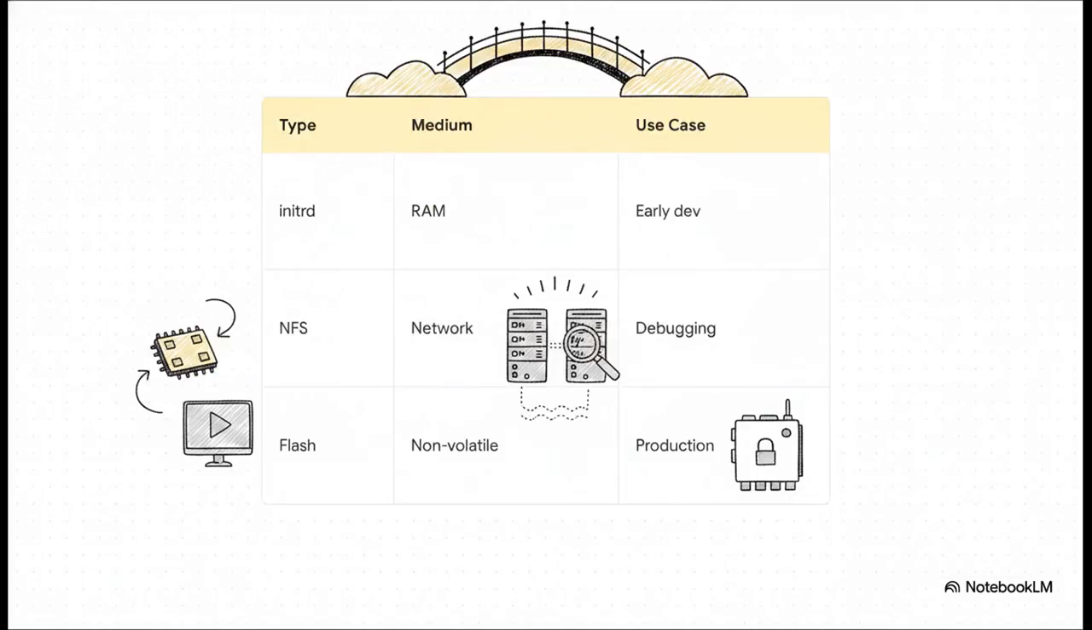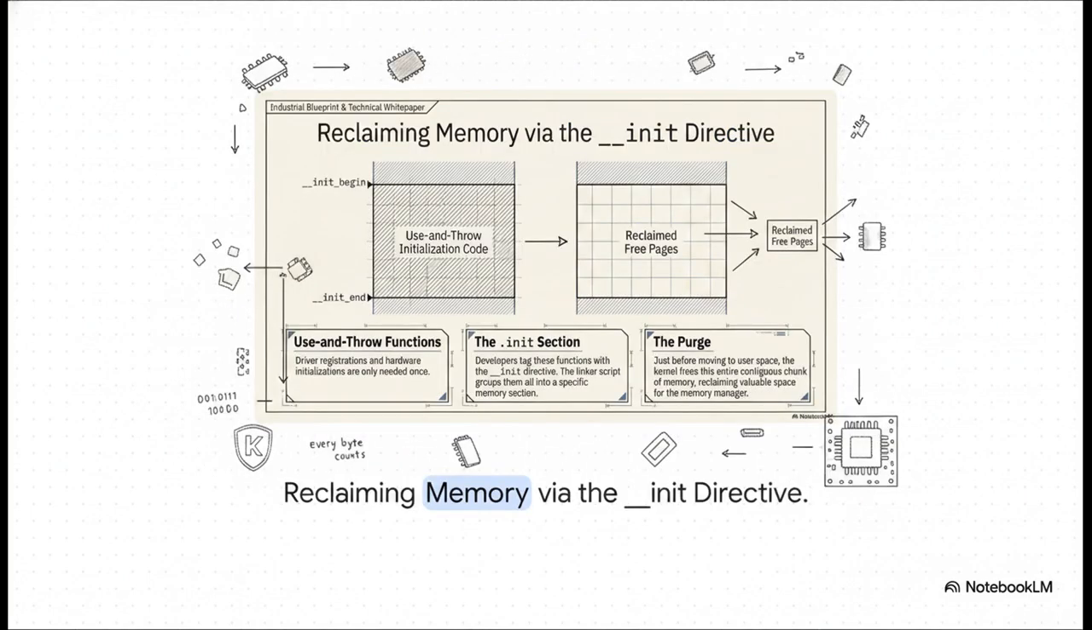To build that bridge, embedded developers actually have a few architectural choices. You might use an initial RAM disk or initrd, which simulates a block device directly in memory. That's perfect for early development or system recovery. Now for active debugging, you might mount over a network using NFS so you can make real-time host modifications. But for the final production release of an IoT device, you're almost always going to rely on a persistent standalone flash-based file system.